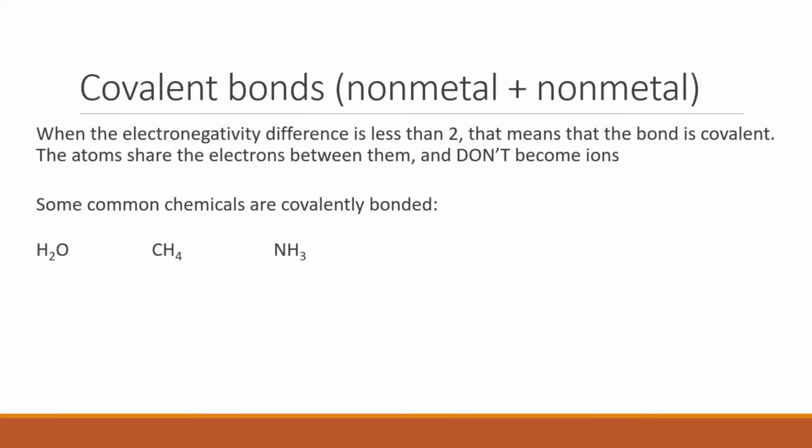Hello everyone, and welcome to today's chem lesson. Today we are going to talk about covalent bonding and how we treat covalent compounds differently than ionic compounds. In a quick summary, covalent bonds occur between two nonmetals. This happens when the electronegativity difference is less than 2, and atoms share the electrons between them. They do not transfer those electrons and become ions as they do in ionic bonding.